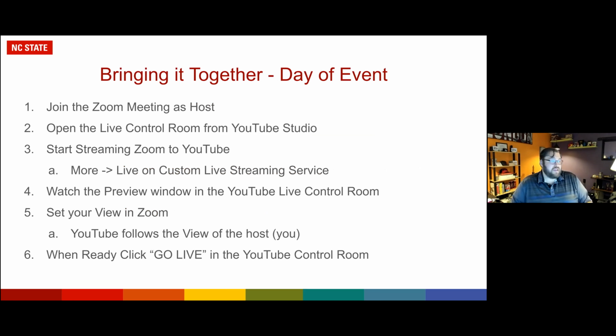And then the day of your event, all you have to do is bring up YouTube Studio, the live control center. And then under more, you click live on custom streaming service in Zoom. It will then start streaming to YouTube, and then in the YouTube control room, you just have to hit go live. And I think I can do it really fast, at least so you can see the pages.